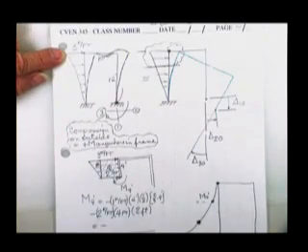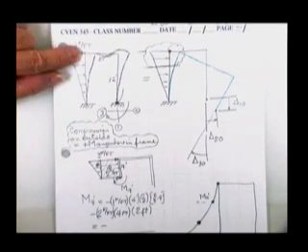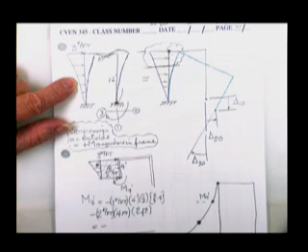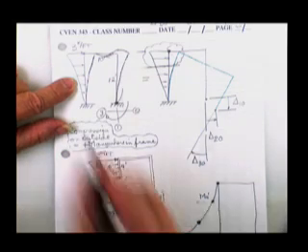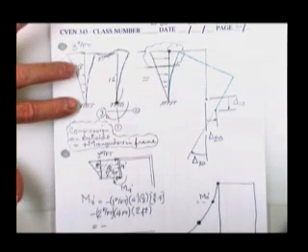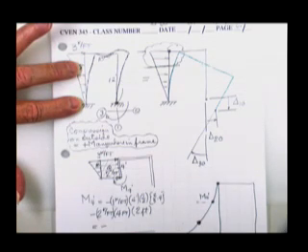Take a look at how high is the load? Hint, hint. How high? That's 12 feet, right. Okay, that's 3 times what? Cut in half. That's 3 times 6. That's 18. And so that load goes right here. So that 18 kips is multiplied times 2/3 of 12. And that's 18 times 8. What's 18 times 8?